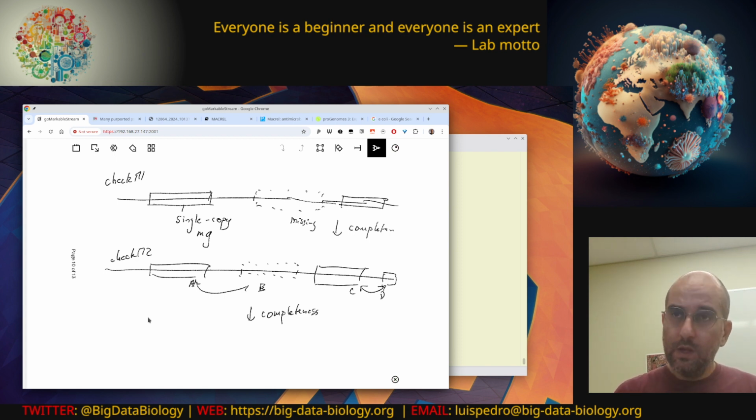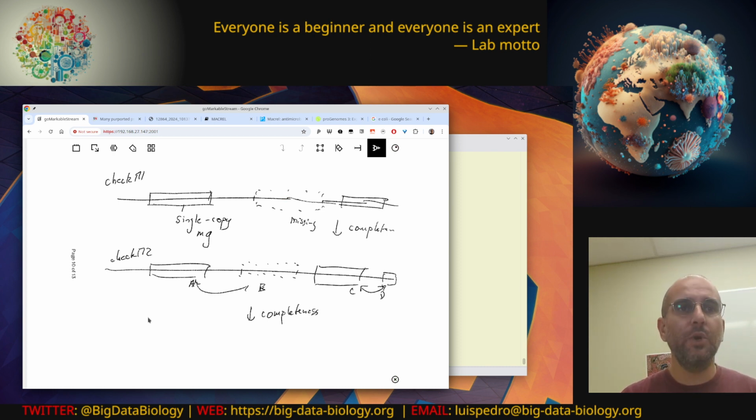So CheckM 1 and 2 work differently, but they both look at specific important protein coding genes. CheckM 1 looks at these single copy marker genes. And so if our parent gene from the previous slide is now missing, because this is it, then CheckM1, it's very easy to see. It will say, okay, it's not complete because I expect this to be there and it's not.